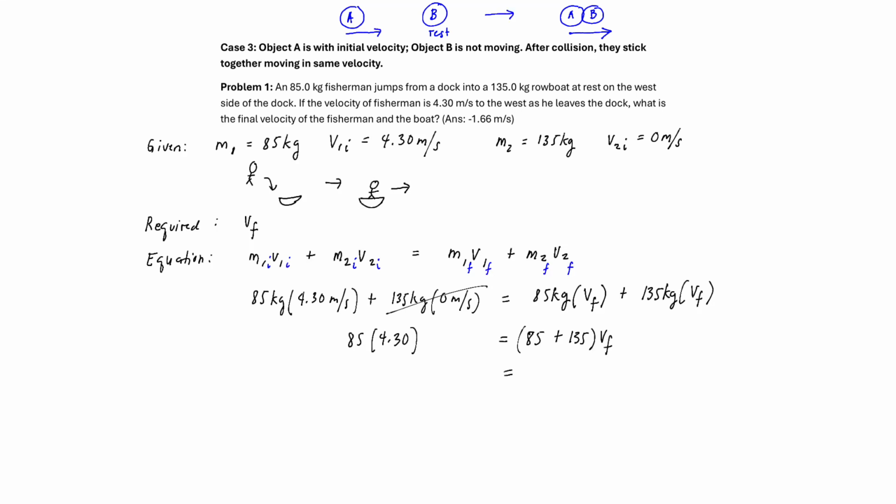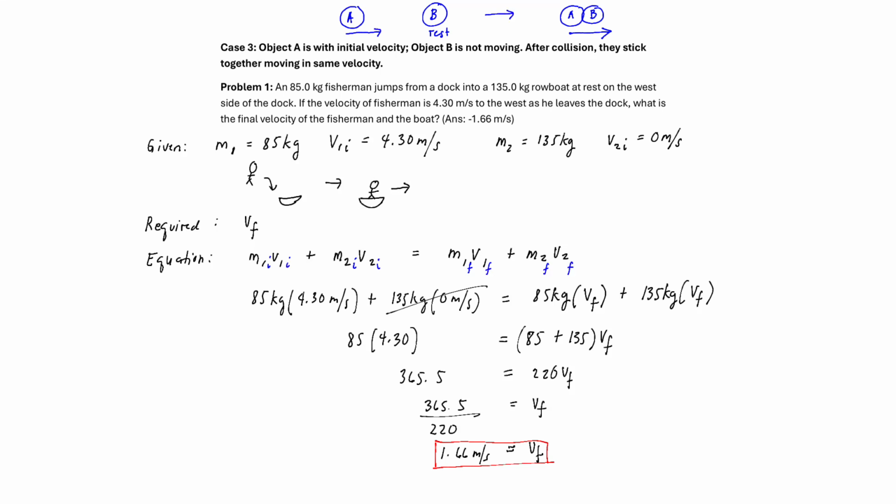And so this is now our working equation. We have 85 times 4.30, that would be 365.5 kilogram times meter per second. And we have 85 plus 135, that would be 220 VF. And so, working now, we have 365.5, divide both sides by 220. And VF here would be 1.66 meters per second.